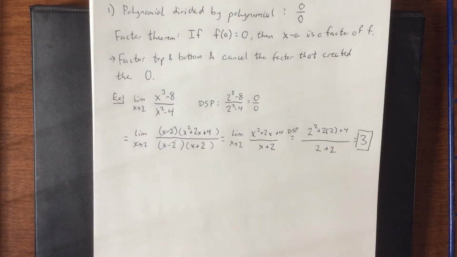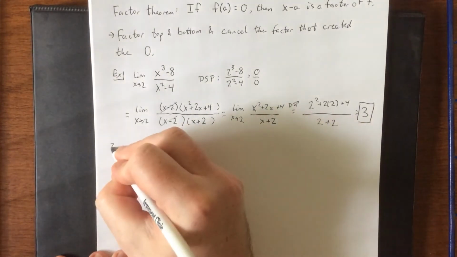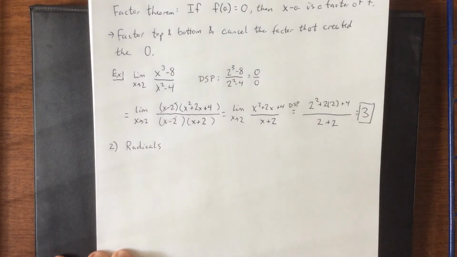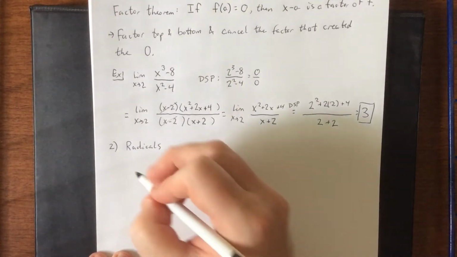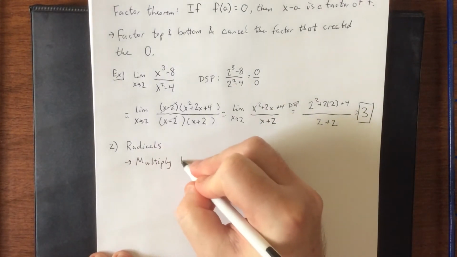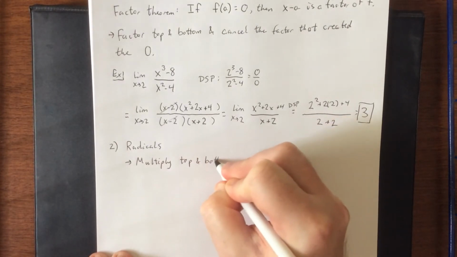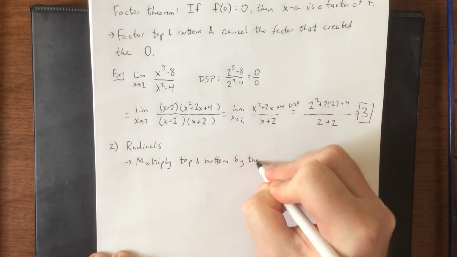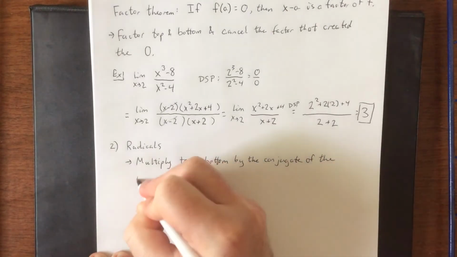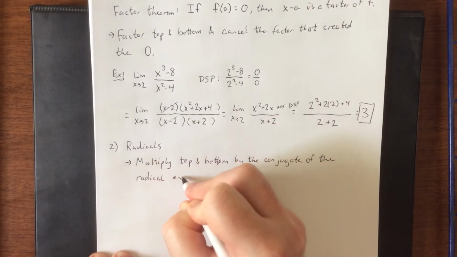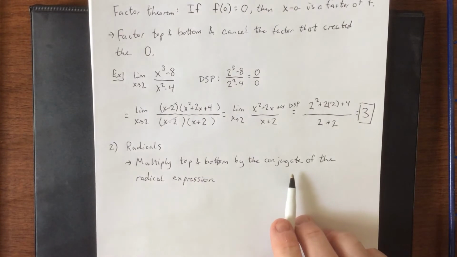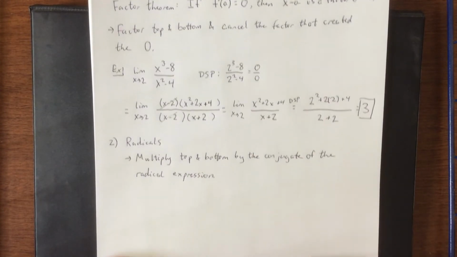So this is the first one of our indeterminate forms. The second one is going to involve radicals. Typically you'll see a radical plus something or a radical minus something in dealing with this. The way that we deal with this is we multiply top and bottom of our fraction by the conjugate of the radical expression. And once again, a conjugate is just a fancy way of saying if they're added, switch it to subtraction, and if they're subtracted, switch it to addition.